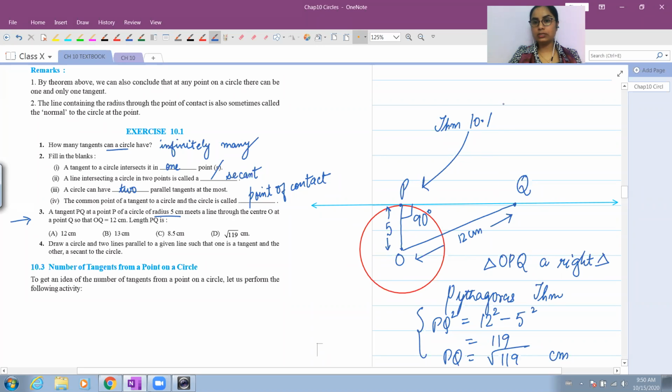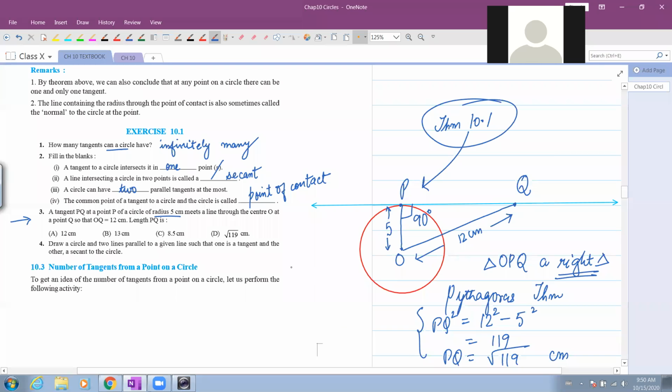And do mention this, how do we have a right triangle: since the tangent is perpendicular to the radius at the point of contact, angle OPQ will be equal to 90 degree, and then you can apply Pythagoras theorem to solve your question. Any doubts?